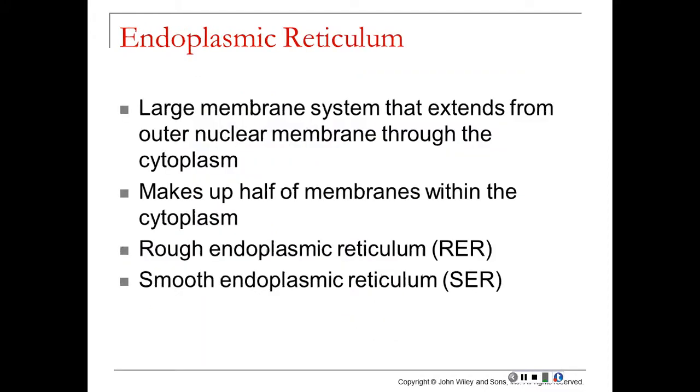The endoplasmic reticulum is the large membrane system leaving from the outer nuclear membrane through the cytoplasm. The majority of the membranes inside of our cell is made of endoplasmic reticulum. It comes in two varieties, as I've mentioned, rough and smooth, and they're usually abbreviated RER and SER.